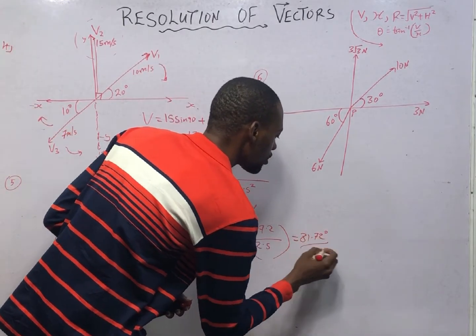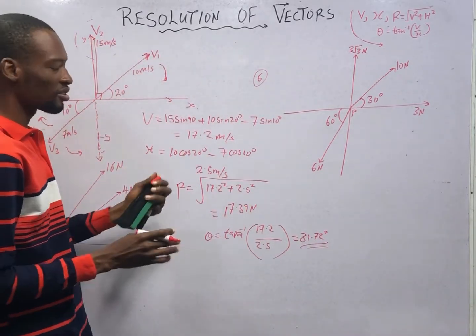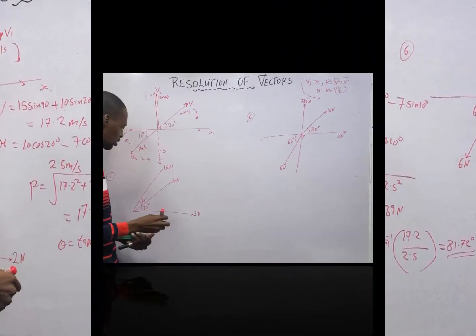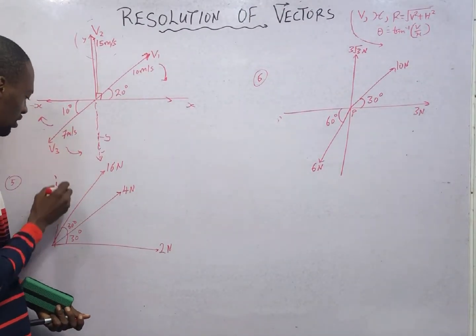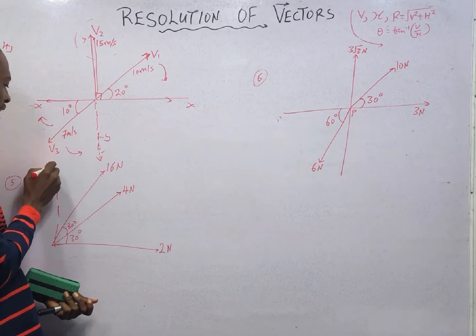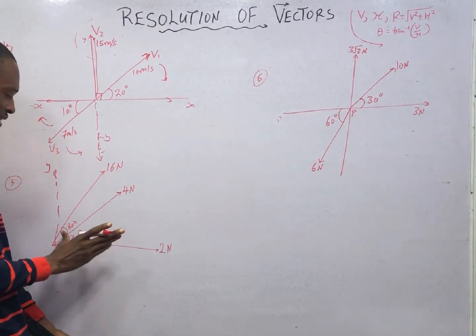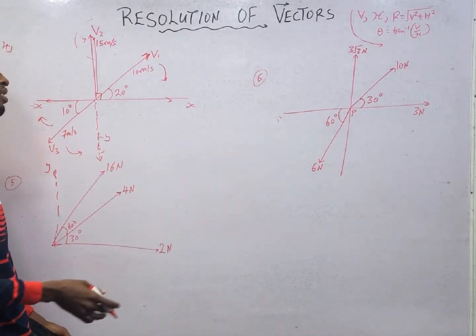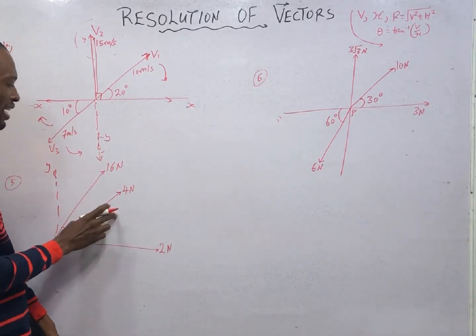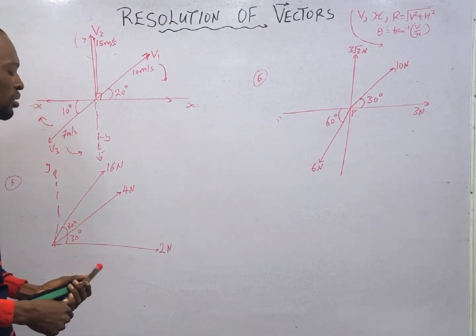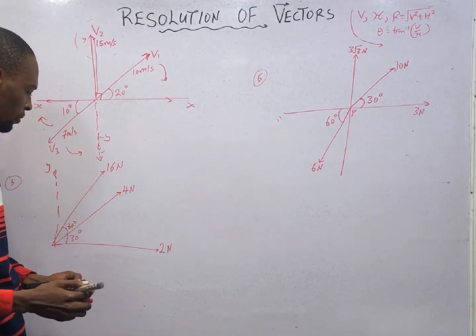81.72 degrees. So if I am wrong, you are correct. So let's see your answer. This is the same thing like this. This is the vertical y-axis. This is the horizontal. All the forces here are acting towards the positive direction, and they are all acting in the same direction, which means minus may not come to play.